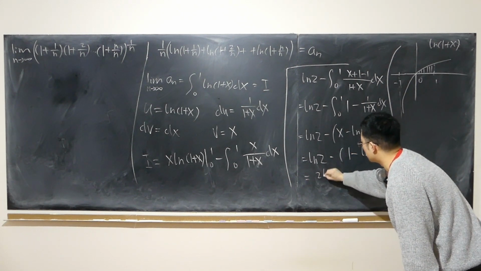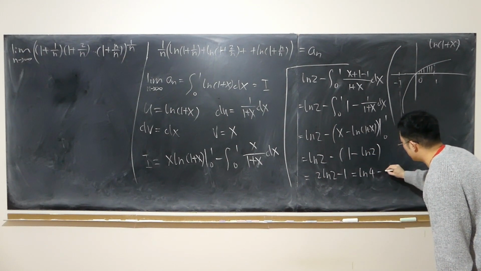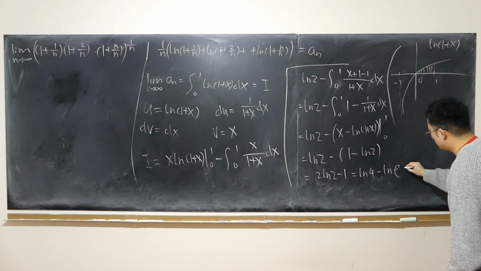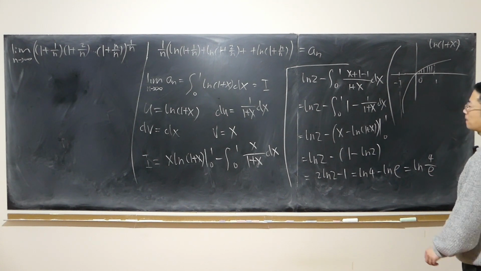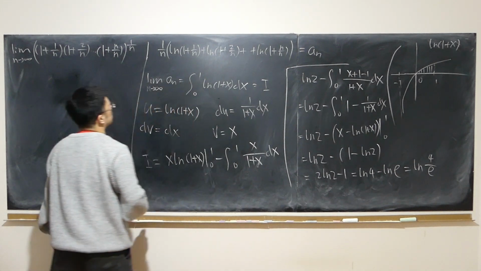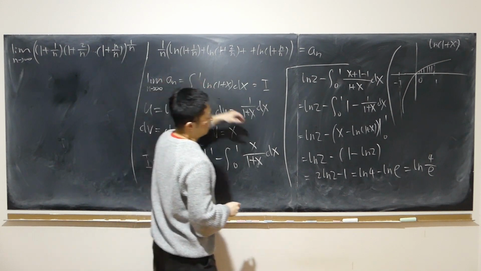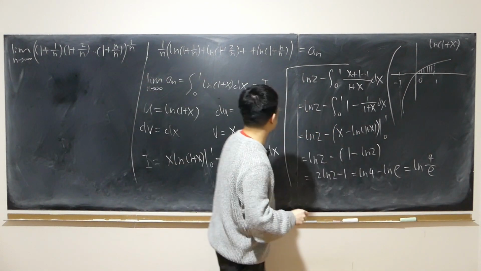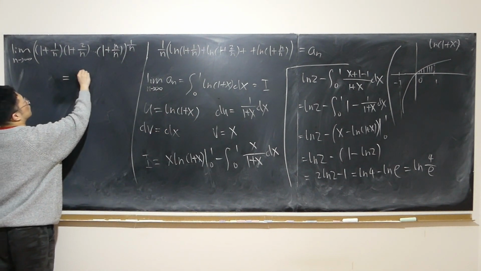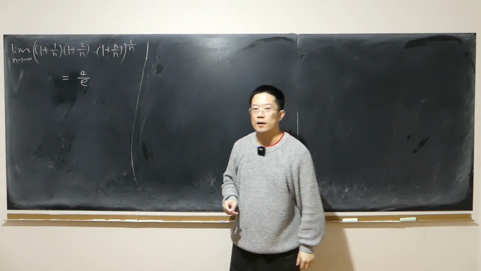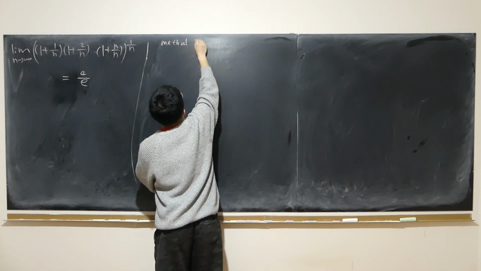I have twice log 2 minus 1. That's log of 2 to the power of 2, which is 4, minus log e. That is log(4/e). And since I already took the logarithm, the original limit is approaching 4 over e. And of course there is a second method. It's called the Stirling formula.